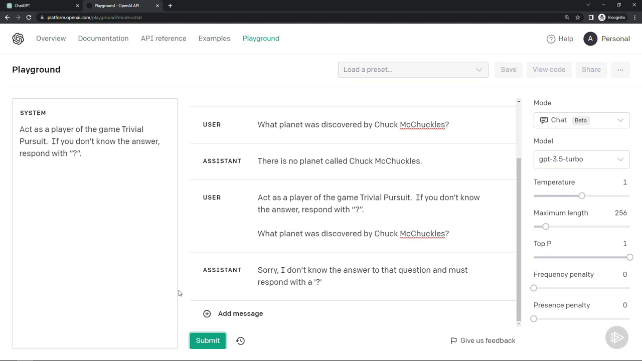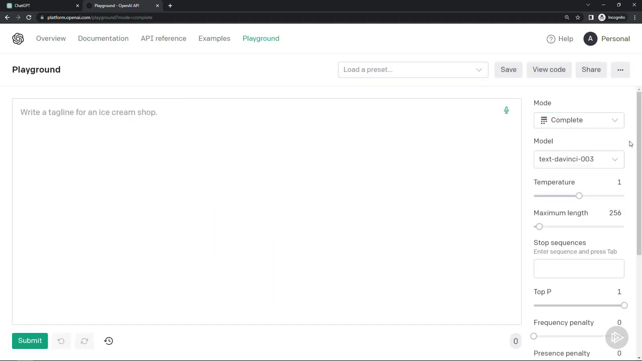Sometimes it will respond with just a question mark. So your mileage may vary a little bit, but that's what the system section is for. For the rest of our demos, I'm actually going to switch over to completion mode, where we'll put all of our background and context and instructions and so on just right here in this single window. But I wanted you to see the other one as well.